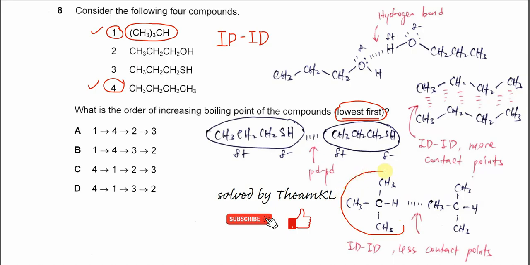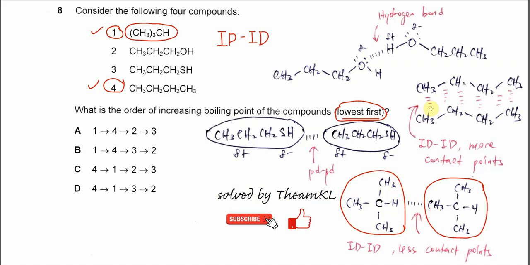So this is the first compound, and because it has a branched structure, the contact point between the two molecules is actually less, because it's like spherical. It's not really spherical, but because it's branched, between the molecules the contact point is less, so the ID is weaker.